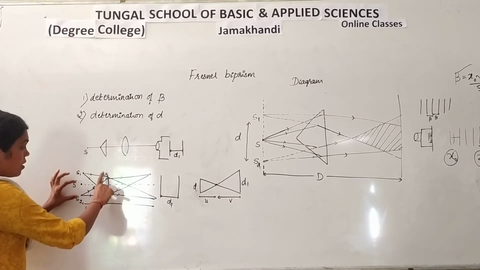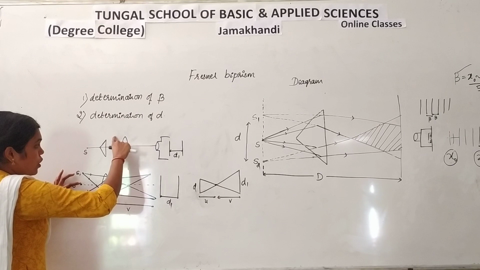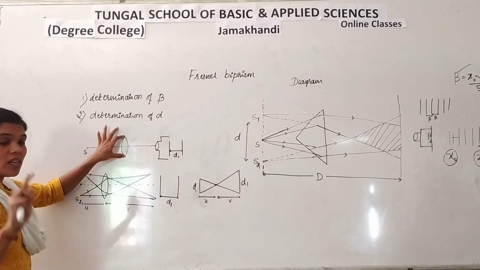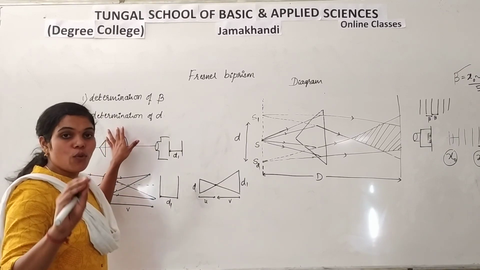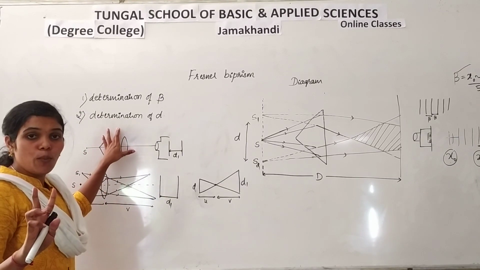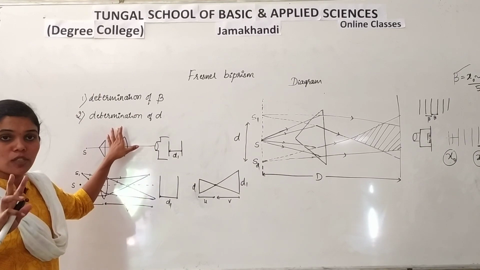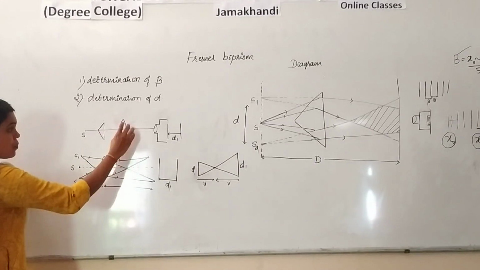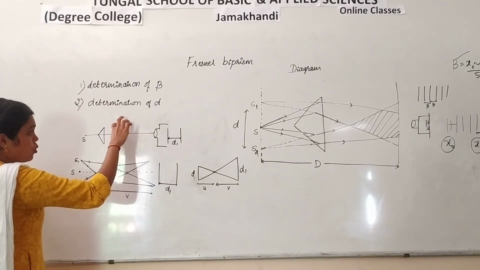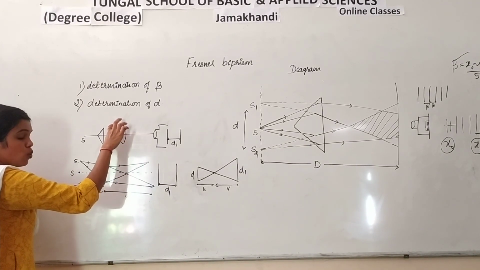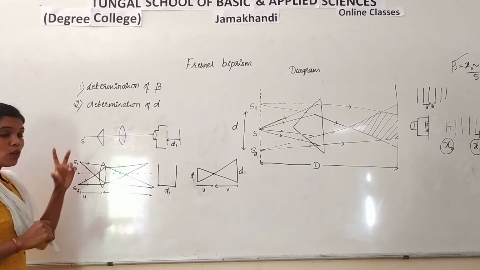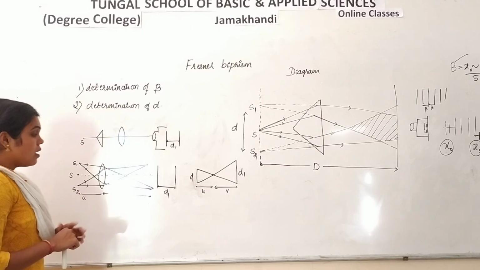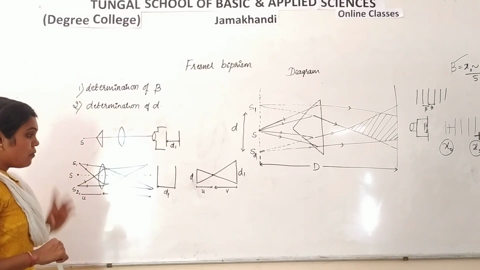Here, if you adjust the position of the convex lens, at two positions you are going to get a clear image of the slit. There are two positions where you can get the clear image of the slit. At the first position, nearer to the biprism, if you change the position of the convex lens closer to the biprism, then at one position you are going to see the clear image of the slit. That is the first position.